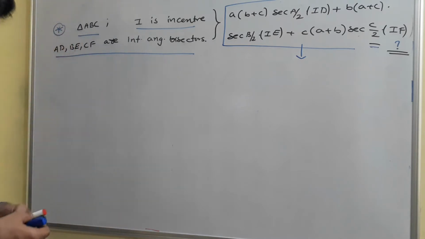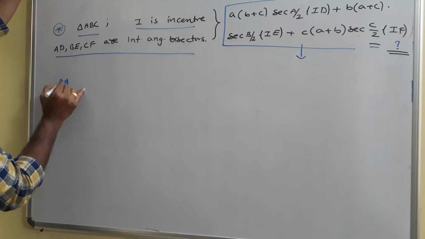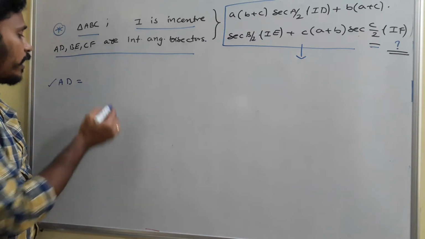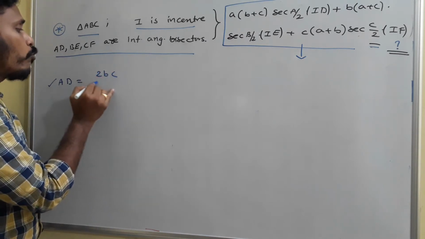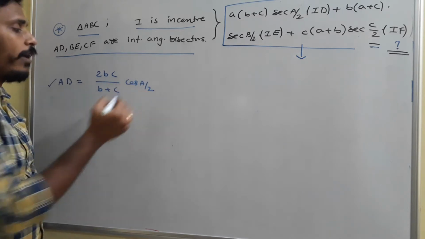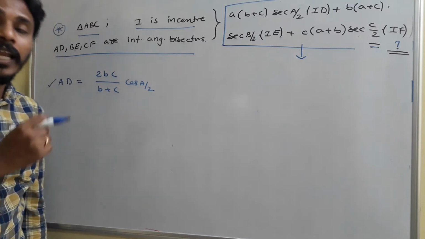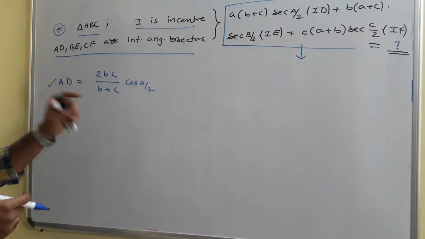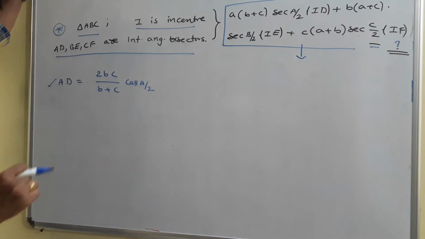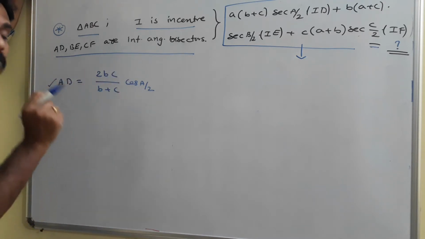Now coming to the first aspect, AD, BE, CF are the internal angular bisectors. So what to say about the length of AD? As we discussed, the length of AD is 2BC by (B plus C) into cos A by 2. That is the length of the angular bisector through A, and that is AD. So send this B plus C to this side, it becomes (B plus C) into AD. Also transfer this cos A by 2 to this side, it becomes secant A by 2.